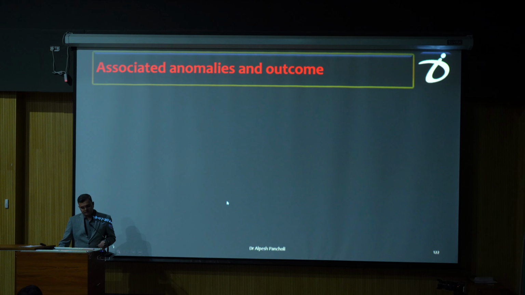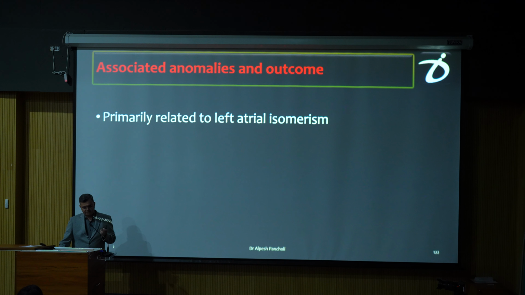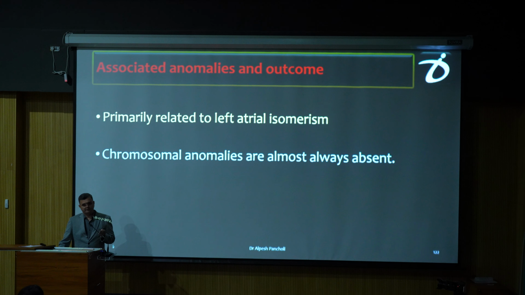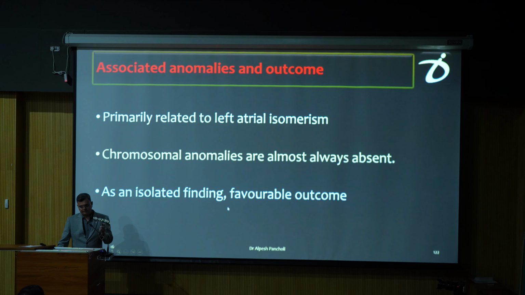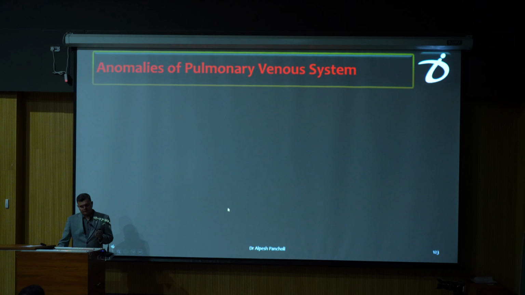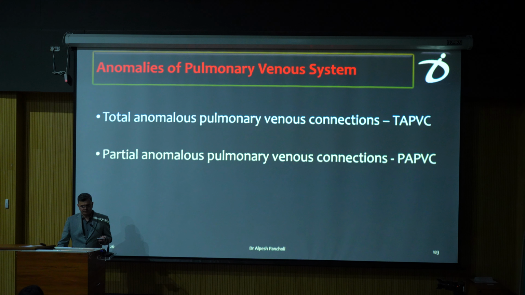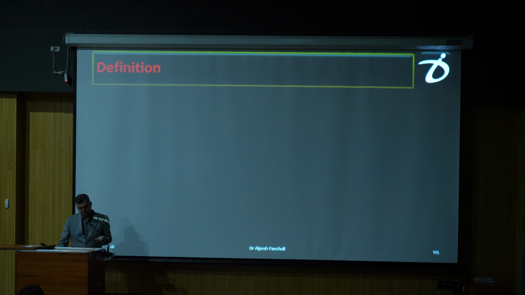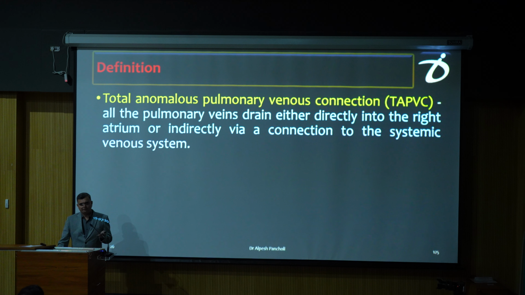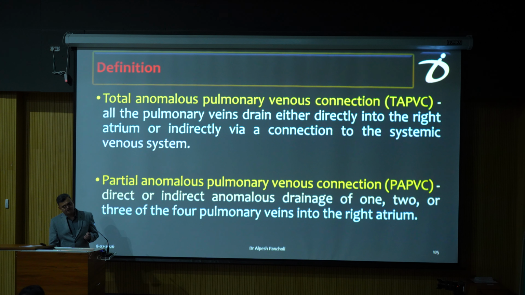Coming to associated anomalies and outcome, it is primarily related to left atrial isomerism. Chromosomally, there is almost no chromosomal anomaly. If it is an isolated finding, it has a favorable outcome. Now coming to anomalies of the pulmonary venous system. We have 2 anomalies, total anomalous pulmonary venous connection or partial. What is the definition? Total means all 4 pulmonary veins drain either directly into the right atrium or indirectly via systemic veins, which ultimately drain into the right atrium. Or partial, where 1, 2 or 3 drain into the systemic circulation.